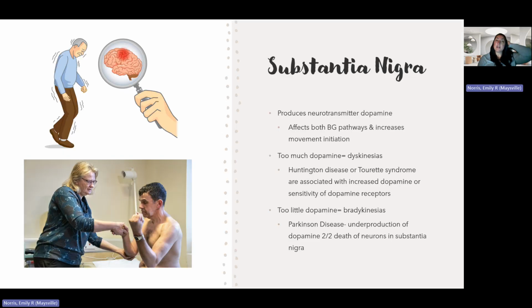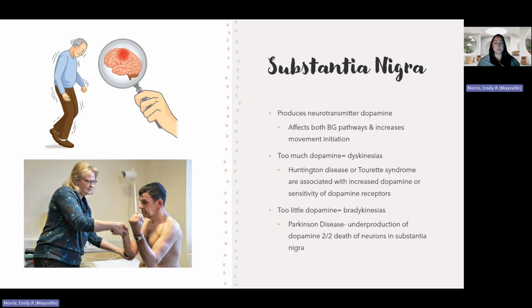The substantia nigra produces the neurotransmitter dopamine, which affects the basal ganglia pathways and increases movement initiation. Too much dopamine can cause dyskinesias. Dyskinesias are abnormal, unwanted, involuntary movements. There's a lot of them that I've listed in your notes, like dystonia, which is muscle spasms; akathisia, which is restlessness or a strong compulsion to move; hemiballism, which is rapid ballistic flinging movements of the limbs; and athetoid, which is slow writhing movements.